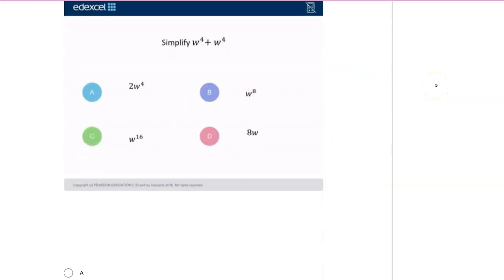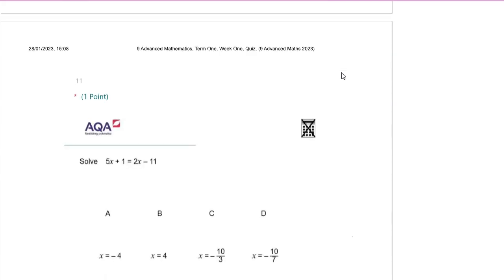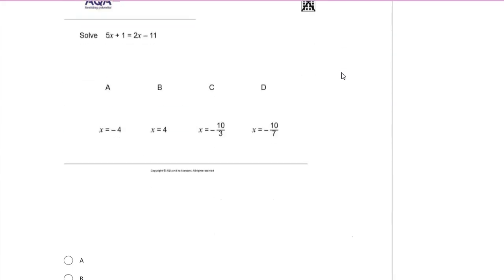Simplify w to the power of 4 plus w to the power of 4. So when I'm adding like terms, I just count up how many of them I've got. Here I have 1 w to the power of 4. There I have another one. Altogether I have 2 things that are called the very strange name w to the power of 4. But you're just counting up how many there are. It doesn't matter that it's an unusual name. The procedure itself is easy.